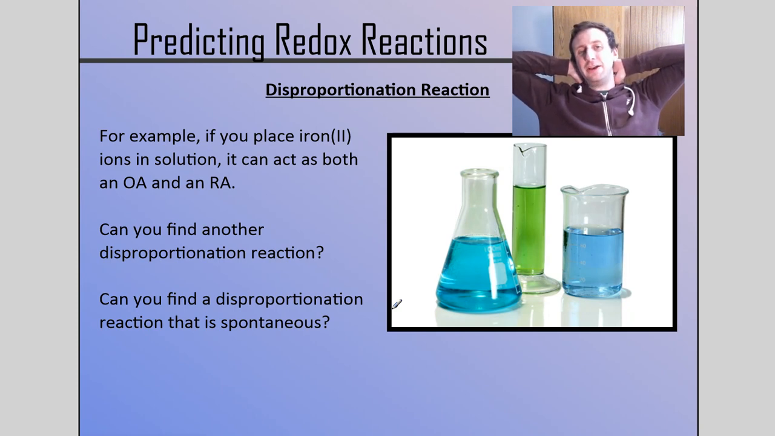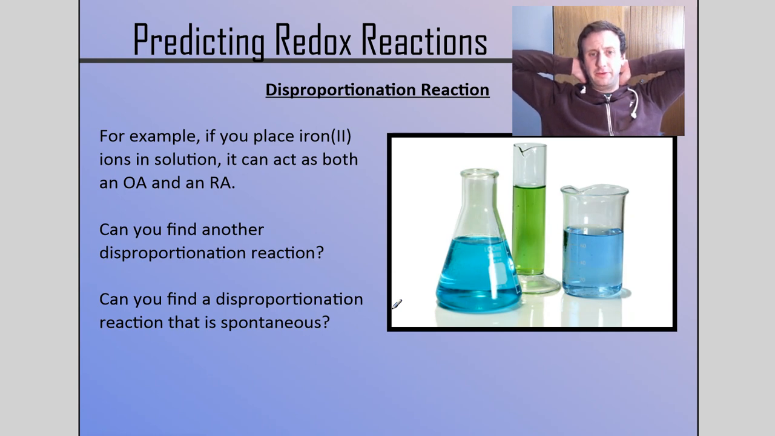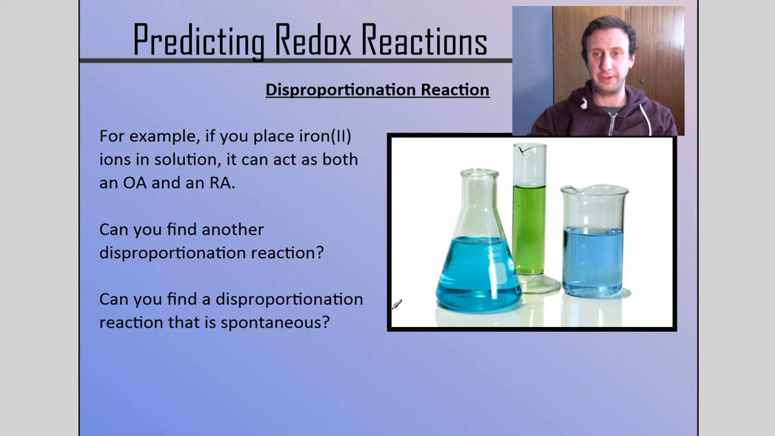But if you place iron 2 ions in solution, for example, iron 2 is both on the left as an OA and on the right as an RA. So it can act as both, which is strange. There's other multivalent ions that can do this as well, right? Think about, for example, copper 1 ion. It can actually get reduced to form solid copper, or it can get oxidized in order to make copper 2. So when you have a reaction where the same thing is both the OA and the RA, the SOA and the SRA, we call this a disproportionation reaction.